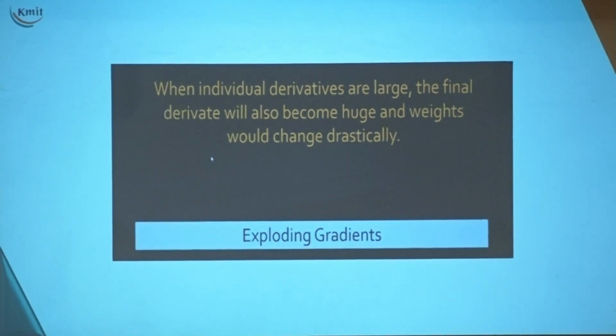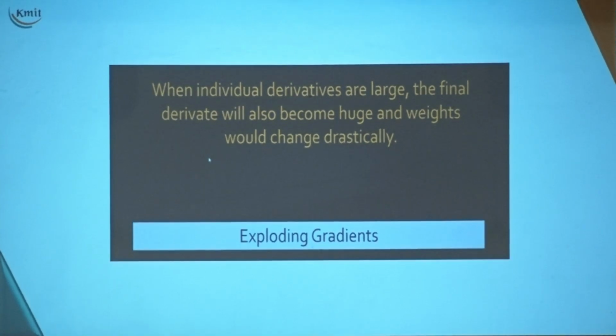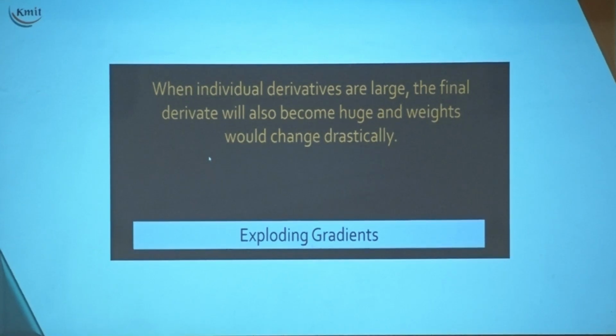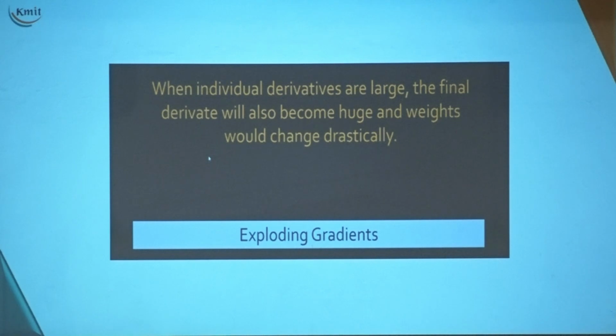Backward propagation of derivatives is calculated, and based on that we go for forward propagation again. When individual derivatives are large, the final derivative also becomes huge. This is called exploding. Vanishing means the weights would become 0. Exploding means the derivatives of the weights would become too large. This is also a problem.